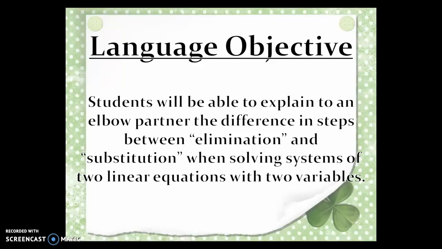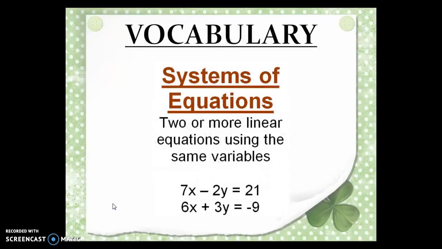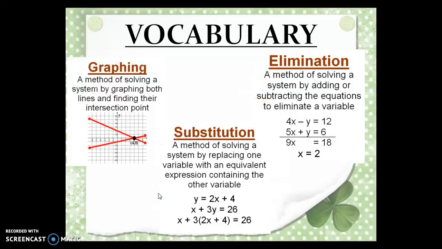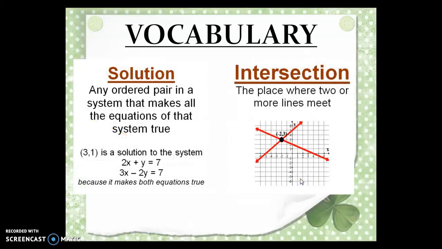So we've already learned substitution, and today we're going to learn elimination, and you're going to be able to explain to somebody the difference between the two. So systems of equations are two or more linear equations. Graphing is a way to solve where you find out where they cross. Substitution, that's where you substitute into the equation to solve. And elimination, that's what we're going to look at today, okay? So elimination, a method of solving a system by adding or subtracting the equations to eliminate a variable. I'll show you how to do that one.